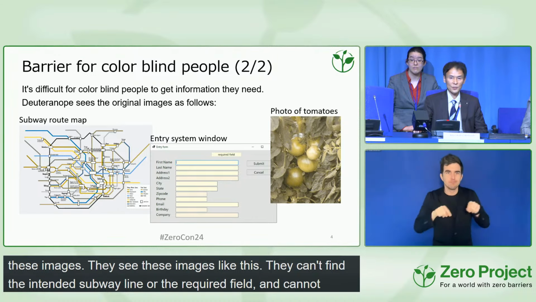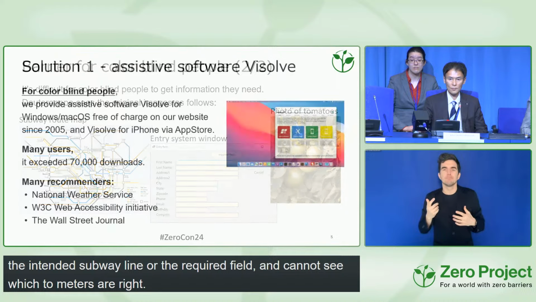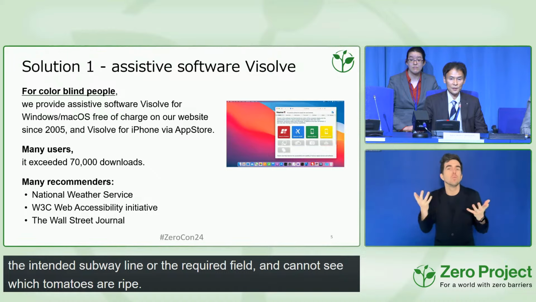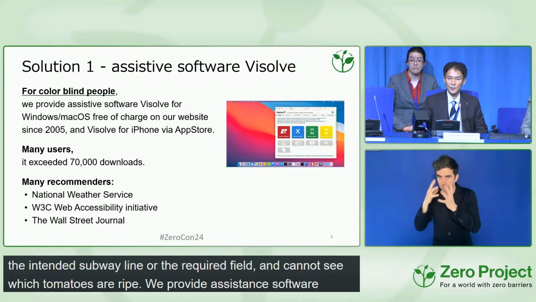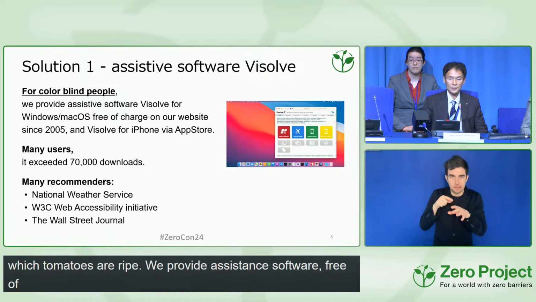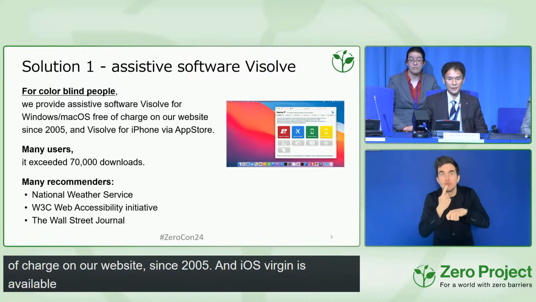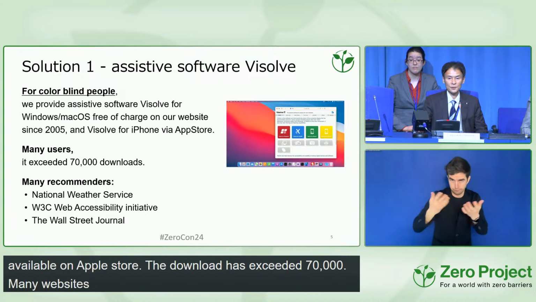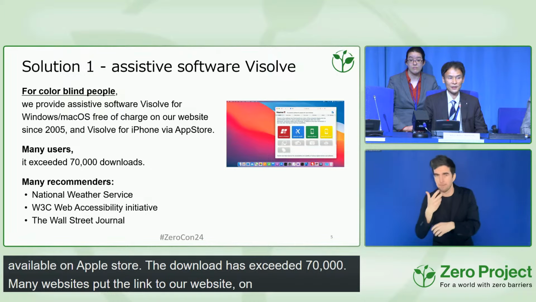As you now know, there are many difficulties for colorblind people. This is the first solution for colorblind people. We have provided assistive software VisSolve free of charge on our website since 2005. And an iOS version is available on the App Store. The download number has exceeded 70,000. And many websites put a link to our website on their pages. For example, the National Weather Service web pages in the United States.